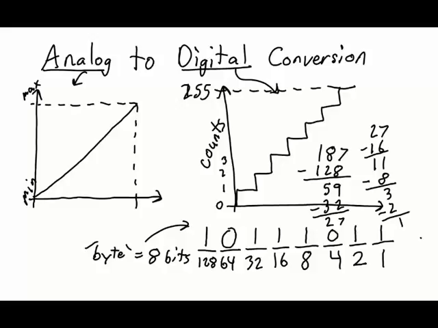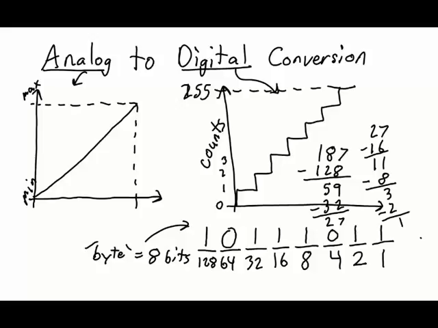I can now check my answer to see whether I have correctly represented the number 187 as a bit string. I do that by adding up the values of all of the bits that have a 1. I take 128 plus 32 plus 16 plus 8 plus 2 plus 1 and check to see whether that is equal to the number 187. When I add up these numbers, I see that they do in fact add up to 187, so I know that I've represented the number 187 correctly in binary.